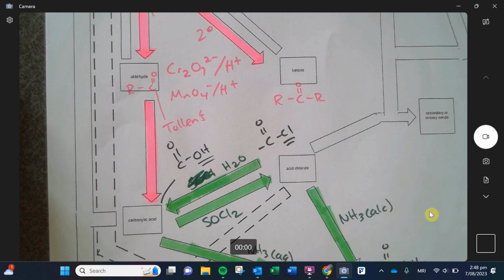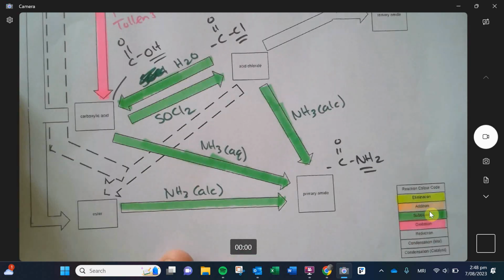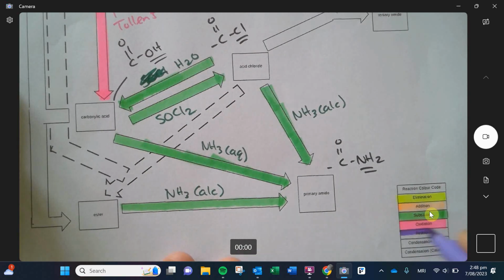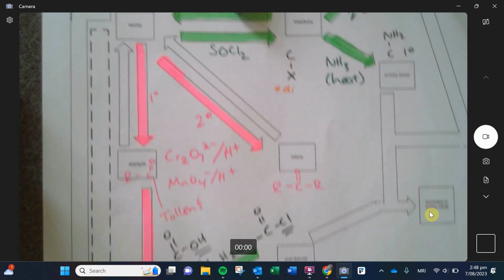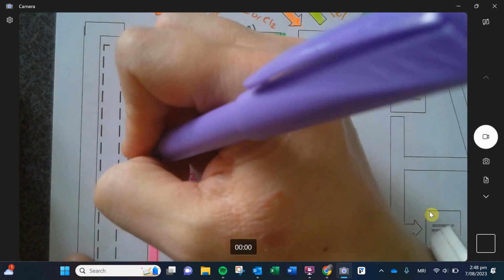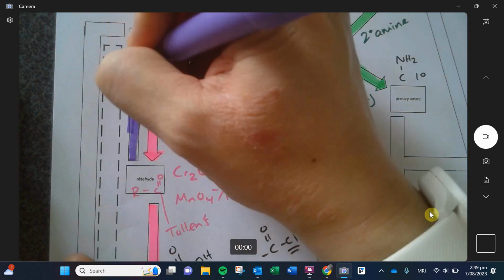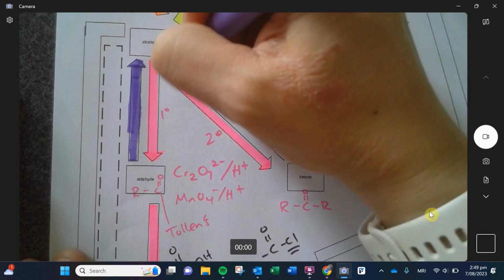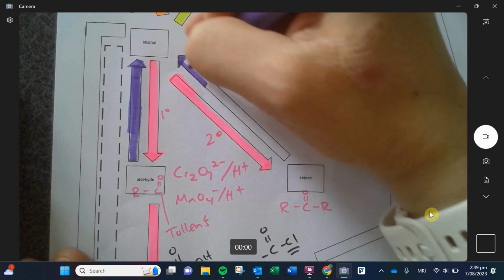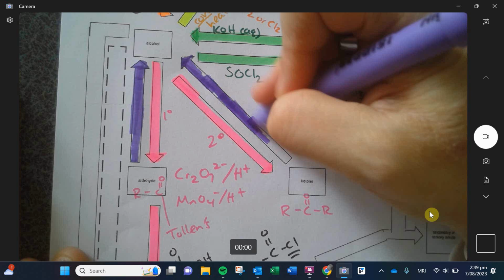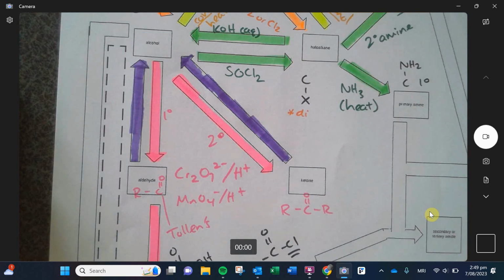Oh, I want the purple for the reductions. All right, and like we were talking about in redox, there's oxidation and reduction, so I can reverse this reaction by doing a reduction. So I'm highlighting that in purple. So reductions are going to be these two reactions. So basically I can go backwards if I need to, which is important when you guys are trying to do your conversions. There we go. So that's reduction.